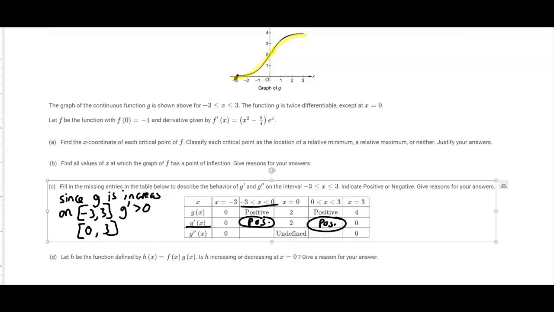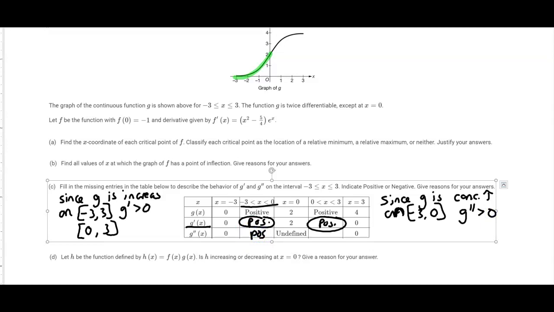All right? Now, G double prime is about concavity, right? So how would you guys describe the concavity of our function from -3 to 0? That looks like it's concave up. So since G is concave up on -3 to 0, that would mean that G double prime is greater than 0. In other words, it's positive.